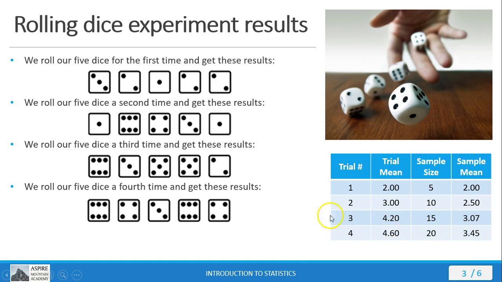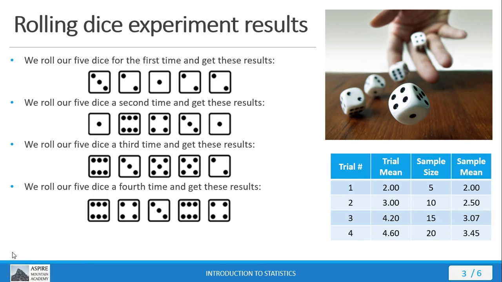Now, sometimes with these types of experiments, you see it going the other way. You'll see a number that is actually greater than the expected value, and it gets smaller and smaller until it reaches that expected value. But either way, you're going to approach that expected value for the population from one direction or the other.